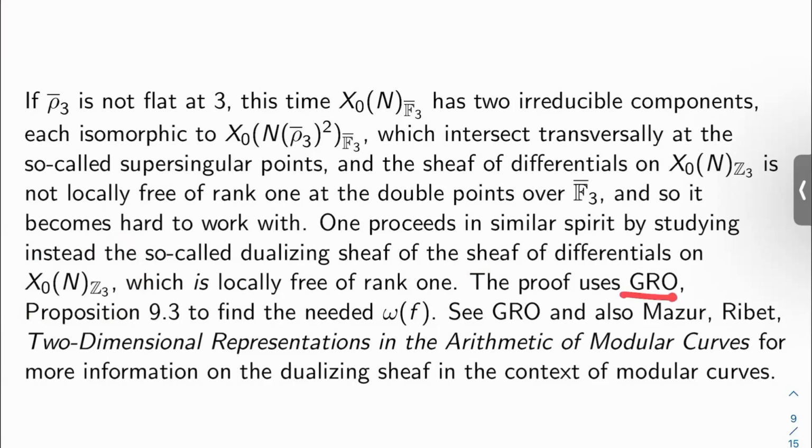So some details can be found in Gross's book in Proposition 9.3 to get the needed omega_f that we want. You can also see Mazur-Ribet's two-dimensional representations in the arithmetic of modular curves for more information about the dualizing sheaf. And then you can just see CSS for more details on the argument.